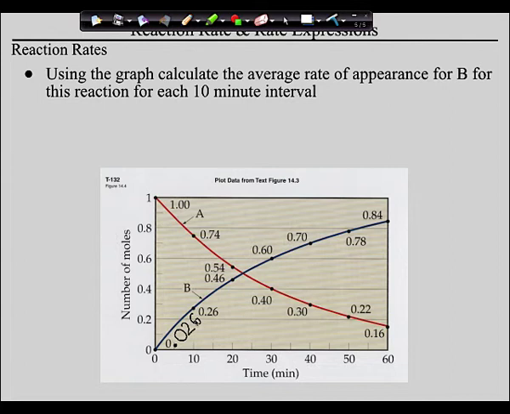Now guys, let's take a look at our second interval. Now we are 0.46 minus 0.26 divided by 10. What does that work out to? Who has our second interval? What is it? 0.020. And then guys, our next interval, we're not even going to talk about the math. What's the rate?